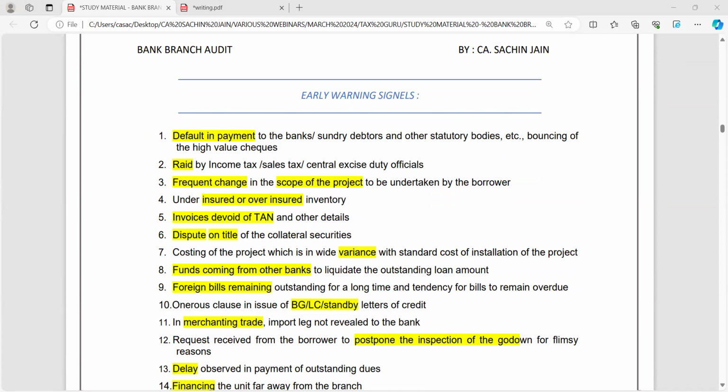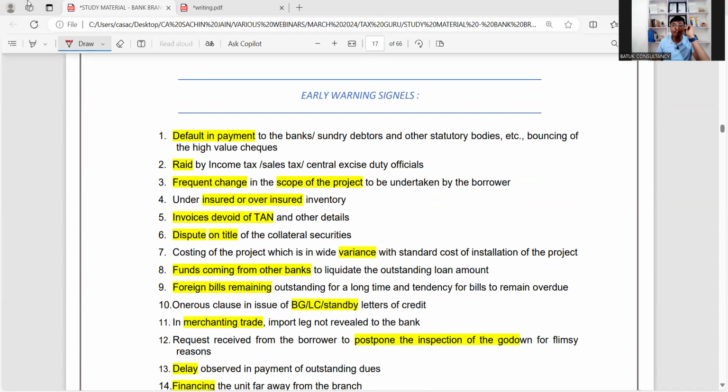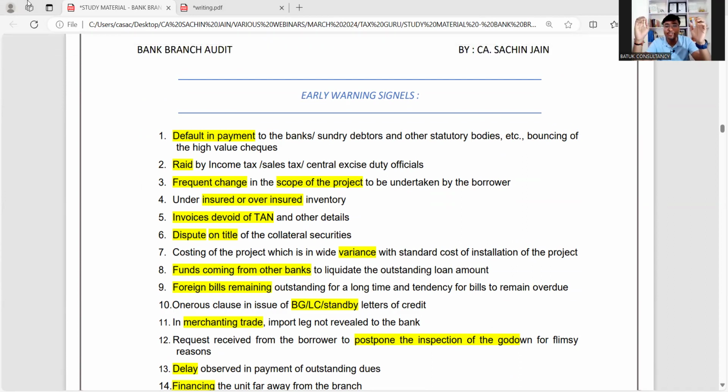So RBI has issued a specific list of certain early warning signals for fraud, related to red flag, green flag, and yellow flag. This is also an important thing. If we read out these early warning signals, we will know their effect, and we can easily check the same during our audit and identify fraud and the chances of fraud.